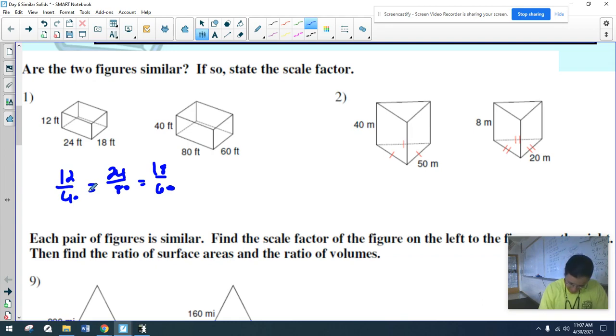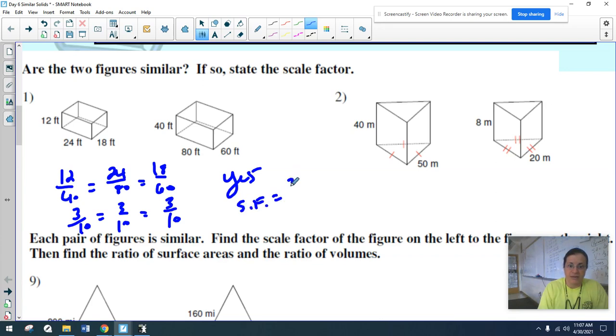So I did this ahead of time. All of these reduced to, I believe it was 3/10. So since all of them are equal, the two figures are similar. So you say yes, the scale factor is what they all equal. So my scale factor is 3/10.